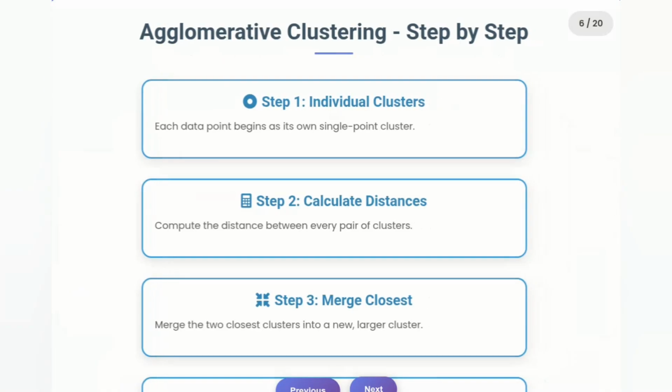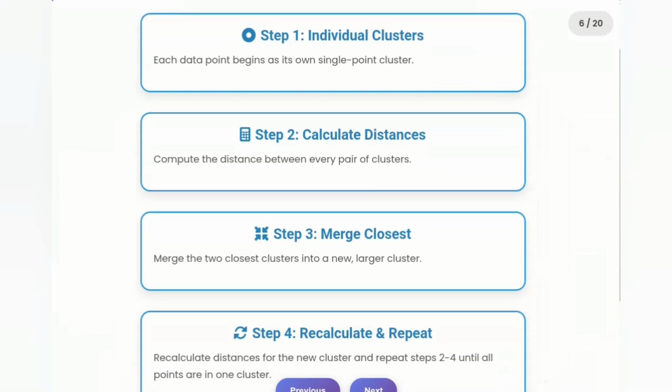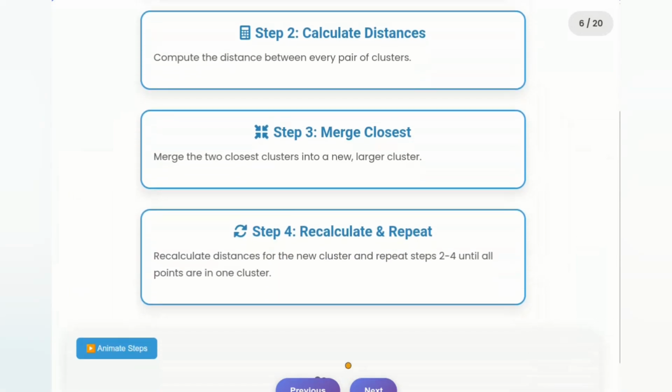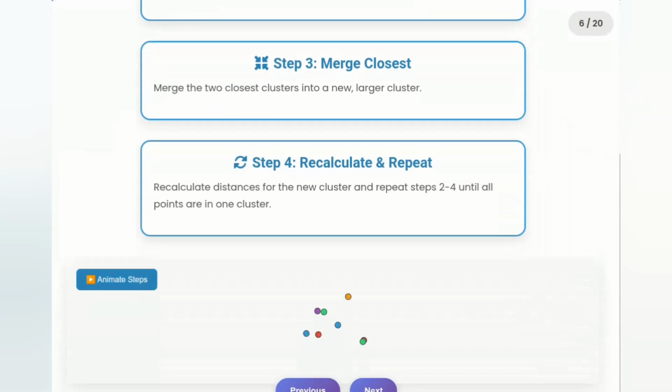Let's walk through how agglomerative clustering works. Step 1. Start with each data point as its own individual cluster. Step 2. Calculate the distance between every pair of clusters. Step 3. Merge the 2 closest clusters into a single cluster. Step 4. Recalculate distances between the new cluster and all other clusters. Step 5. Repeat steps 2 through 5 until all points belong to one cluster or you reach your desired number of clusters.